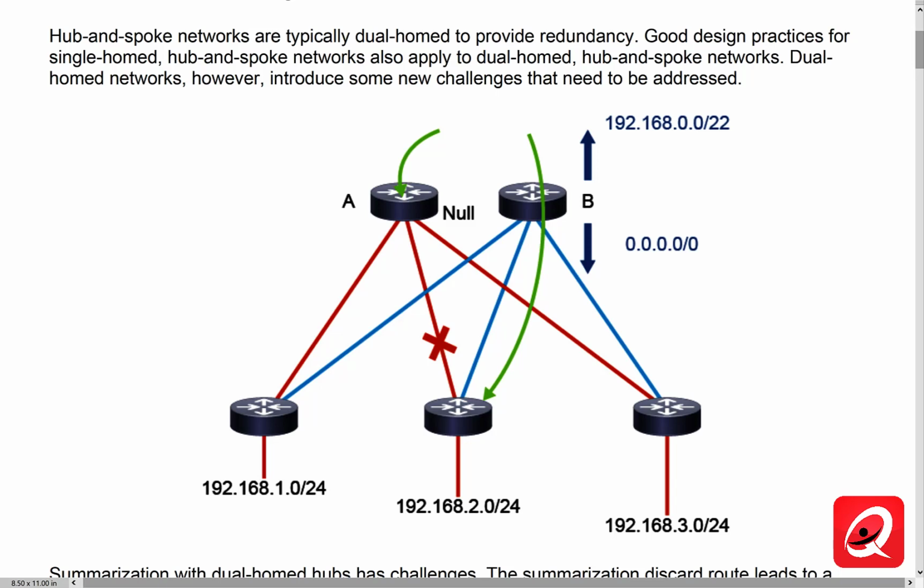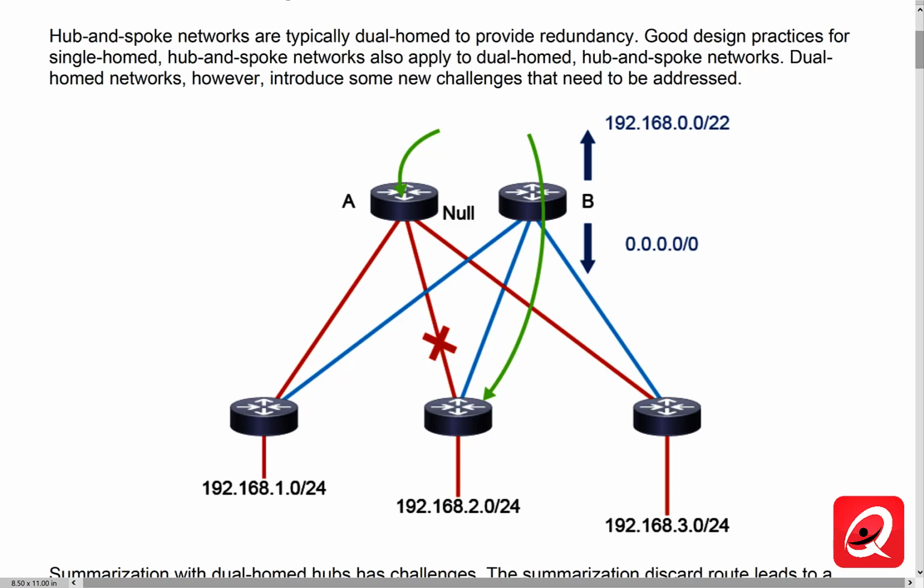In other words, just because we have redundant links doesn't mean we want to make use of those redundant links for routing from A to B. We want to use the back-end network that A and B have in order to route. But with this particular redundant design, there are some things to consider. If I'm summarizing with dual-homed hubs, that summarization discard route could lead to a black hole.